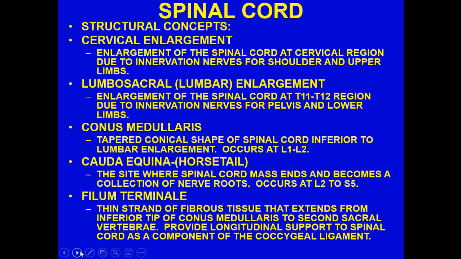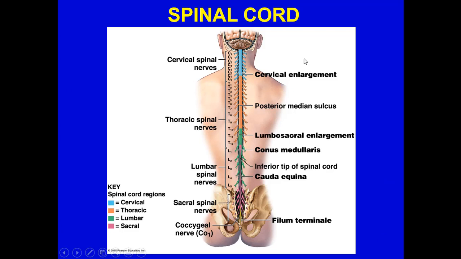Now, if you move forward here, you'll see this. Here we have C1 through C8. Here we have the cervical enlargement. Remember that that's going to be taking in and sending out nerves. They're going to handle basically the shoulder and the upper limb. T1 through T12. In the midst of that, you're going to have the lumbosacral enlargement.